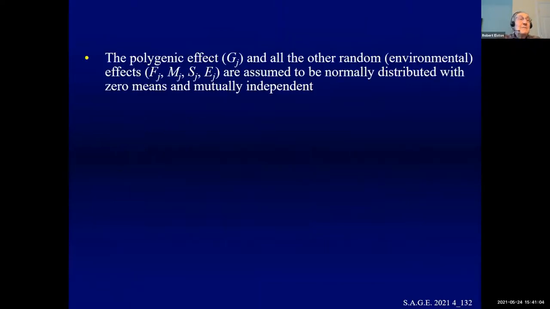All right. The polygenic effect GJ and all the other random environmental effects, FJ, MJ, SJ, and EJ, are assumed to be normally distributed with mean zero, and are assumed to be mutually independent.